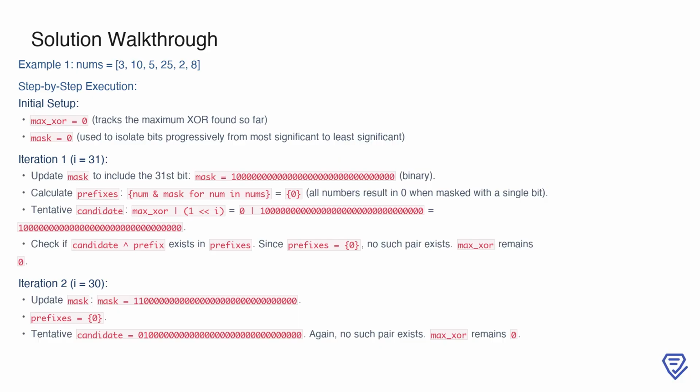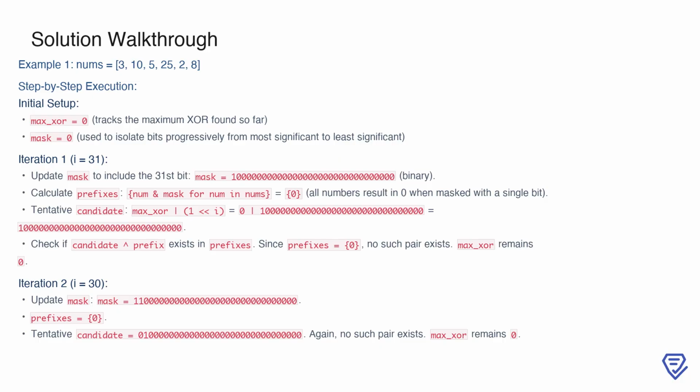This results in mask being a 1 followed by all zeros. Then we compute the prefixes using the bitwise AND operation between each number in the array and the mask. For this iteration, all the numbers in the array result in 0 when masked, so prefixes is 0. We then calculate a tentative candidate for the maximum XOR by setting the current bit in max_XOR to 1. However, since no pair of prefixes satisfies the condition to achieve this candidate, max_XOR remains 0.